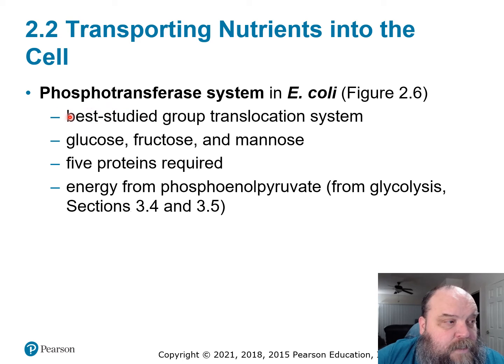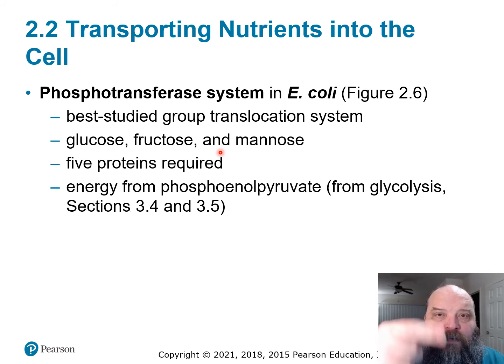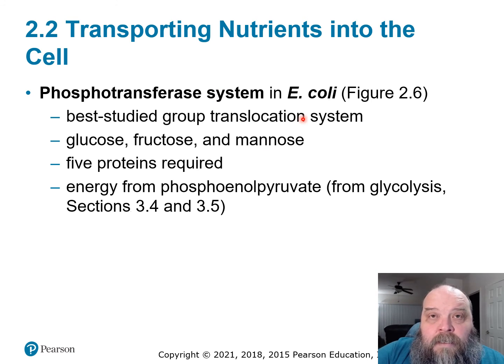The phosphotransferase, that was the group translocation one. Taking the inorganic phosphate group off of phosphoenolpyruvate, which is the second to last step of glycolysis, and transferring that, and whatever energy is imbued within the bond with it, through a series of proteins that ultimately will power a transmembrane protein that will pull across some sugar, glucose, fructose, mannose, whatever.